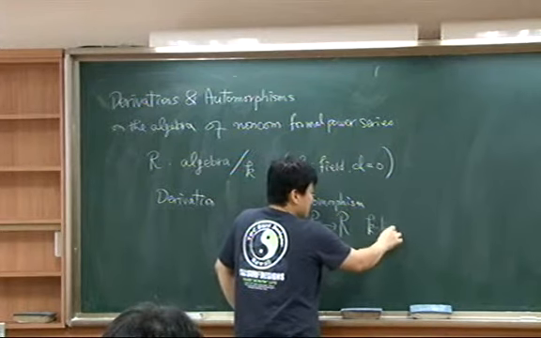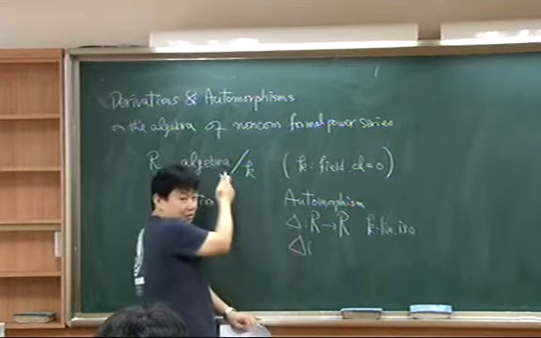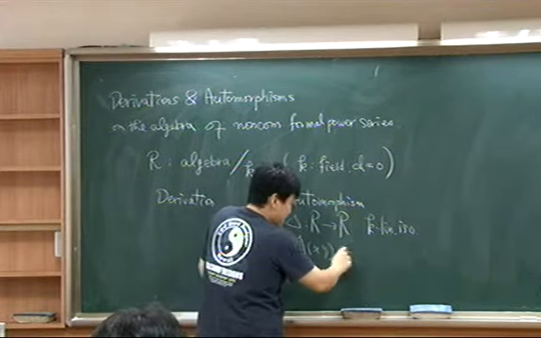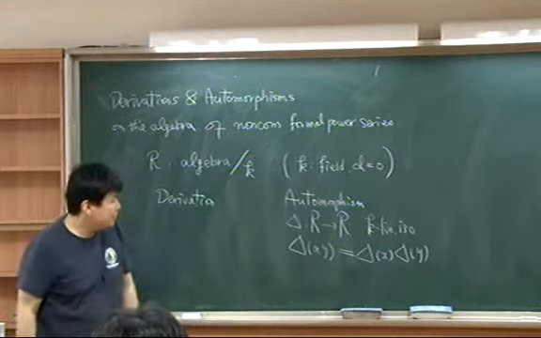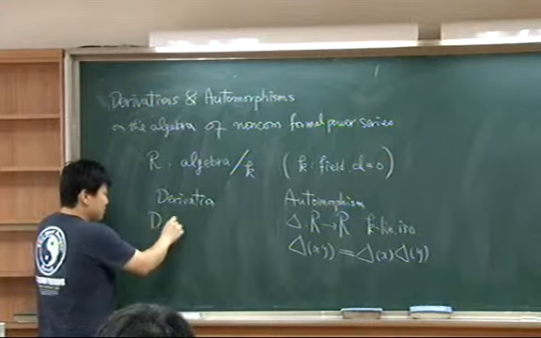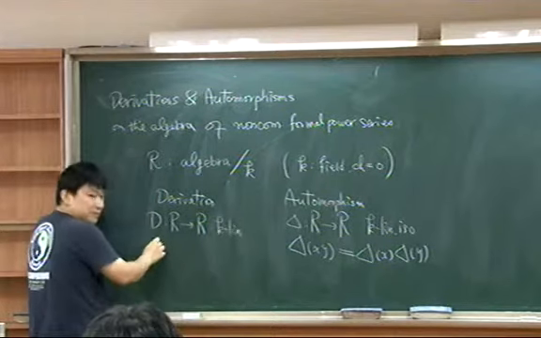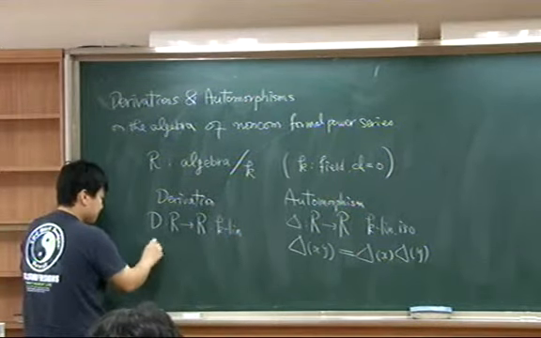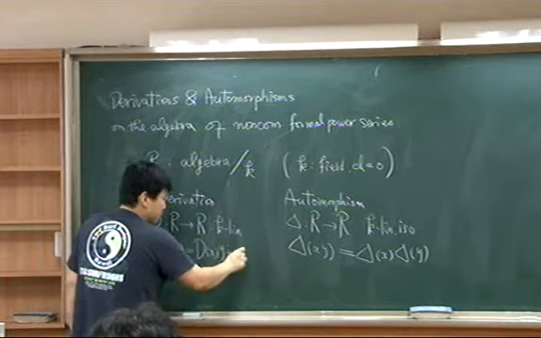By definition, an algebra automorphism is a map from R to R, a K-linear isomorphism that preserves the product structure. So R is an algebra, so R has a product structure. So for any elements x, y in R, this is the definition of algebra automorphism. On the other hand, a derivation is a linear map on R satisfying the Leibniz rule: d(xy) = (dx)y + x(dy).